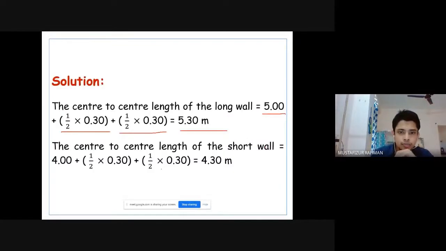In the same way, for the shorter direction, 4 meter is the inside dimension, half of the wall thickness on one side and another half on the other side makes it 4.3 meter from the center of the short wall to the other side of the short wall.